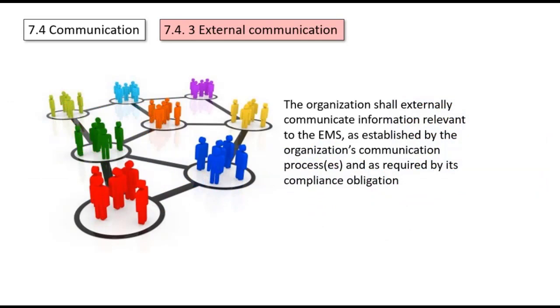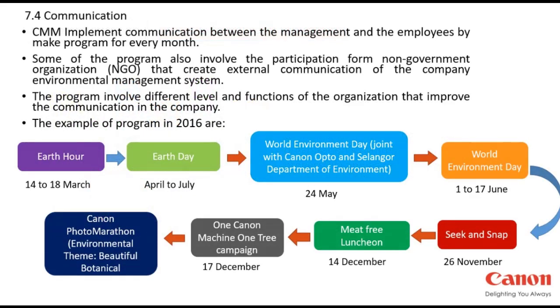And the last sub-requirement under 7.4 Communications is the external communication. The organization shall externally communicate information relevant to the environmental management system as established by the organization's communication process and as required by its compliance obligations. So this is an example of Canon Marketing Malaysia Sdn Bhd showing how they fulfill 7.4 Communication. They run several programs to communicate to various individuals, various levels and functions of the organization.